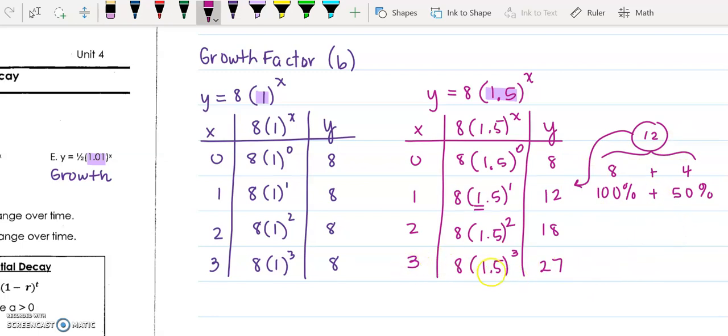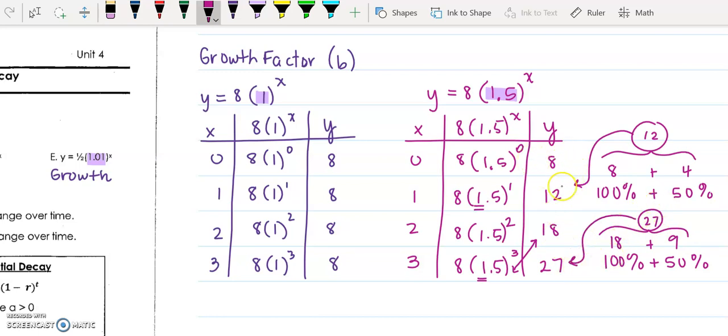If I look at the third value here, this is taking 100% of the new value, which was 18. So we moved on to the next and the next and the next. So this is taking the previous value of 18, 100% of that, plus another 50% of that. Half of 18 is 9, and adding those two together to get 27.